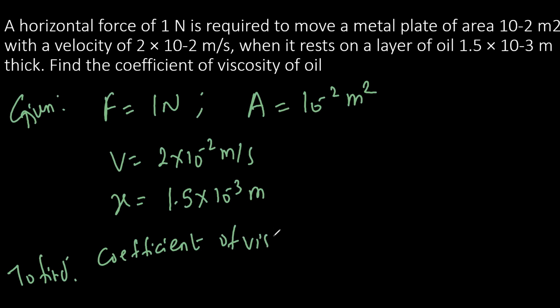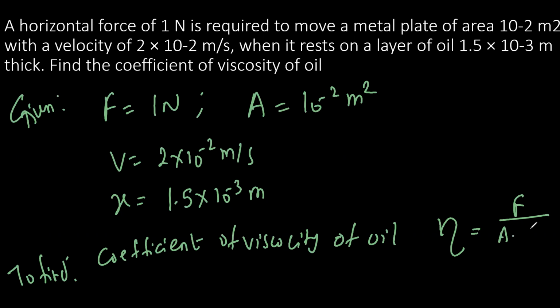Coefficient of viscosity of oil, and this is represented by this term theta. So for this term, what is the formula? The formula is F divided by area times dV upon dx. It is the small change in velocity over the small change in displacement. So this will be represented as dV and dx. Just put in the values, you'll get the answer. This is your formula.